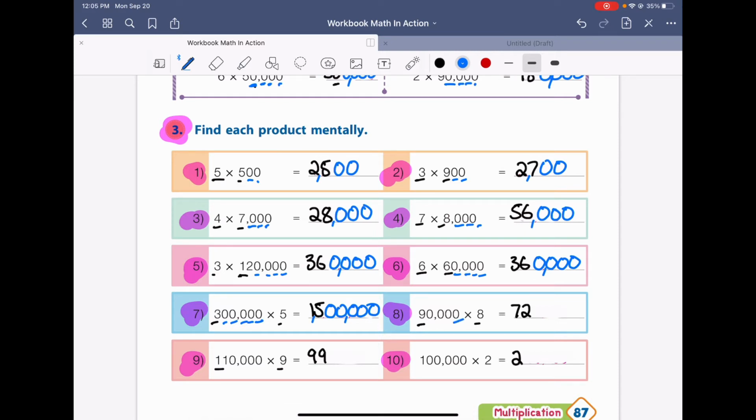Here we have 4 zeros. We're going to add back the zeros. That's all. We have 4 zeros, and here we have 5 zeros. There we go. Just count the amount of zeros.